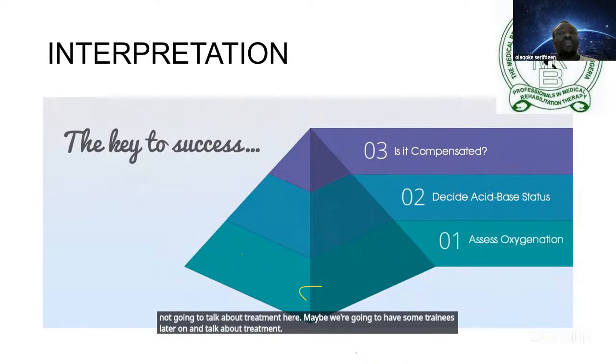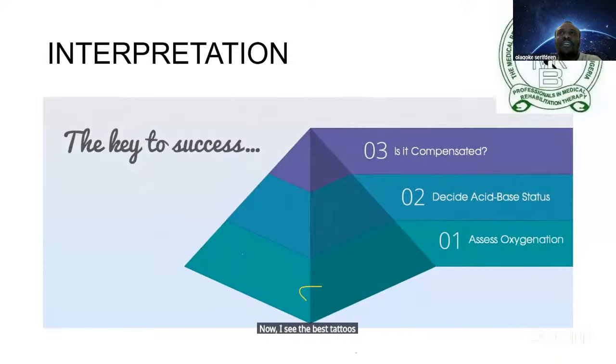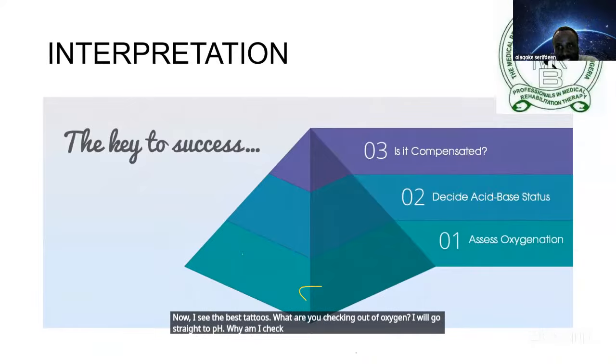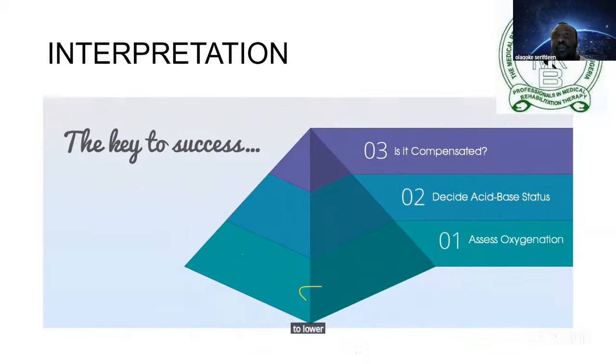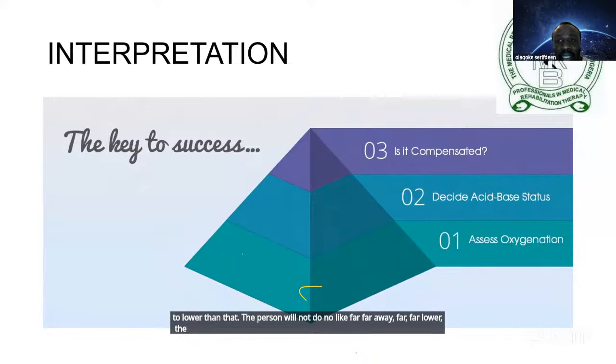Now, acid-base status. What are you checking after oxygen? I'll go straight to pH. Why am I checking pH? Because I have explained your body likes a certain pH, 7.35 to 7.45. Anything too much higher than that, death. Too much lower than that, death. Too low, like far lower, the person will not be compatible with life. So you want to go straight to check your pH, if that makes sense.